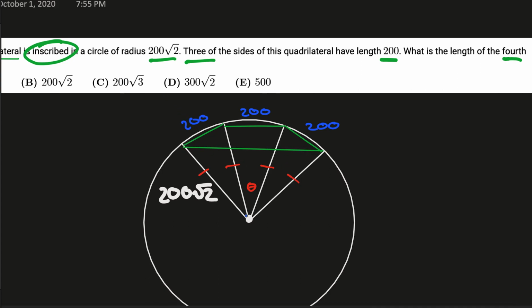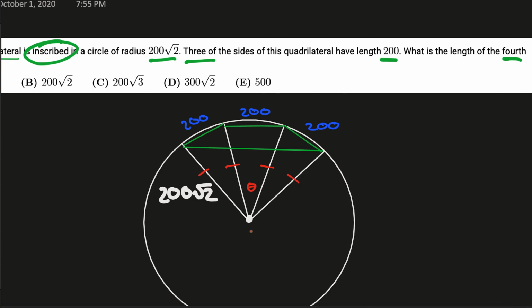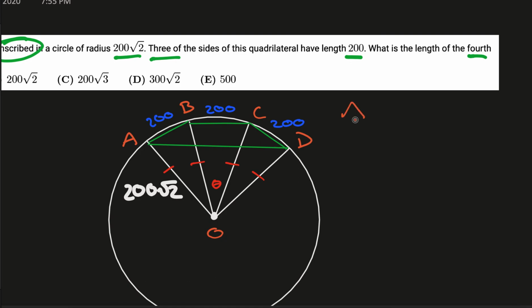So the first thing I'm going to do is label some points. I'm going to call this O. I'm going to call this A, B, C, D. Alright, so now what I want to do is solve for the sides of triangle O, B, C. So this thing right here. And we have that angle theta.